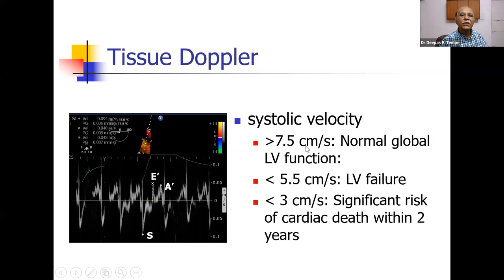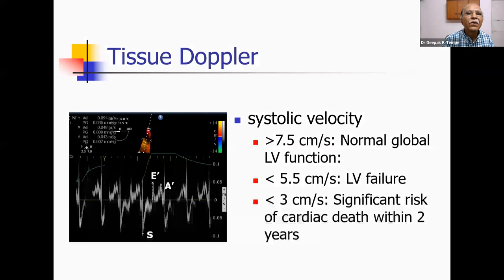More than 7.5 centimeters per second is a normal global LV function. If it is less than 5.5, it indicates LV failure. And if it is less than 3, it indicates that the mortality is definitely going to be high in your patients. So these are some of the early markers. Although the ejection fraction is 50%, there could be something called pre-clinical LV dysfunction, and this can be assessed by the S-wave velocity and also by the global longitudinal strain.